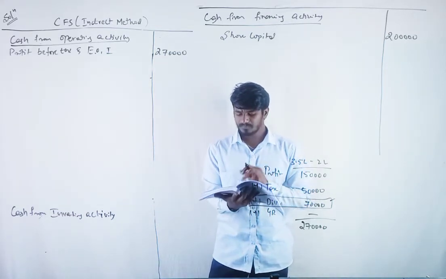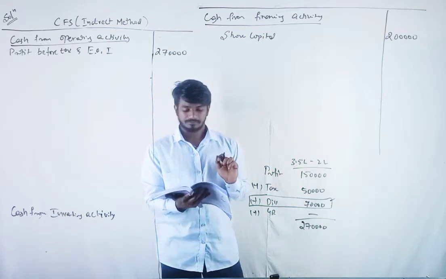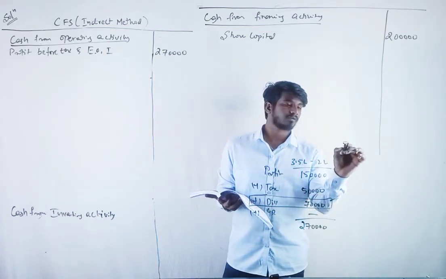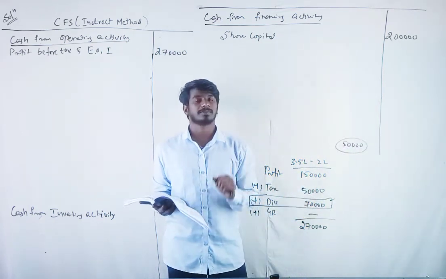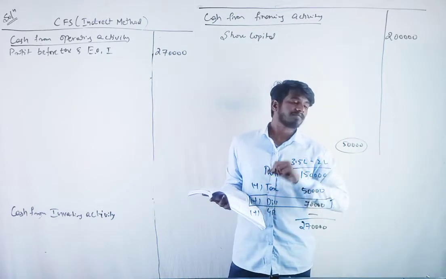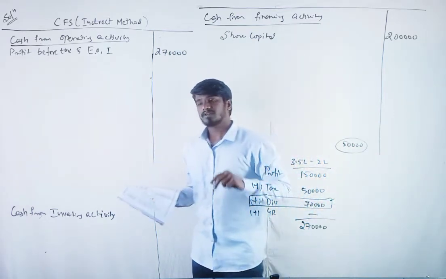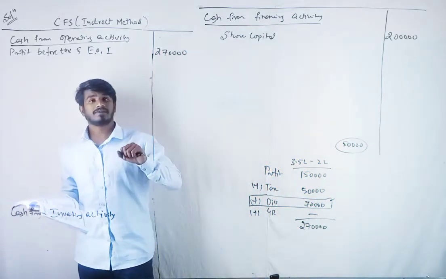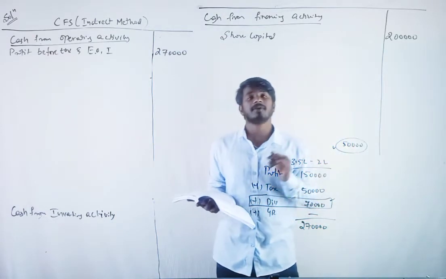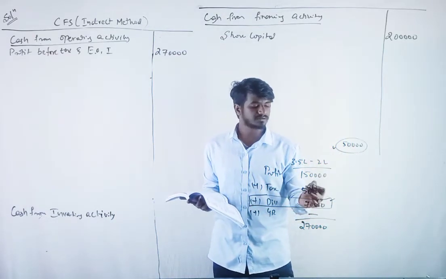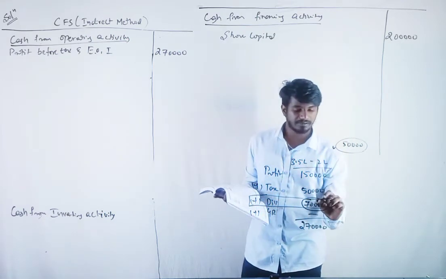That is proposed dividend. 50,000 we have paid. Why, sir? We have made provision for 70,000. One thing: dividend for the current year. In the current year, how much will we pay? 50,000. Correct. Okay. But we have made a provision for 70,000. If we made a provision for dividend, where will we pay?